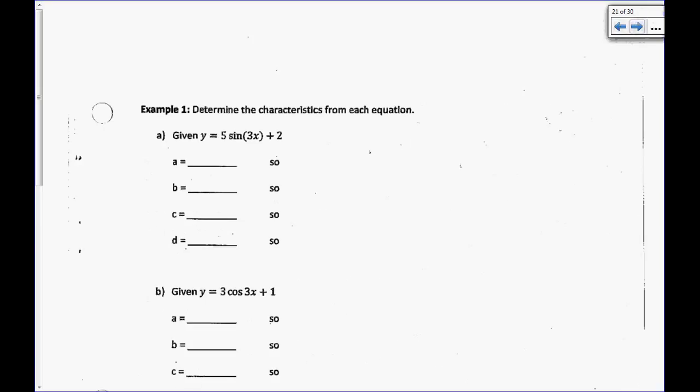Okay, we left off, we did A and B, and then I left you with C, and we added a D to it. So let's have a look and see how you did with those. First of all, C, we have an A, we have a B, we have a C, but we don't have a D in this case. So there's no D, so that means there's no vertical shift or vertical translation. If our A is 2, that means our amplitude is 2.